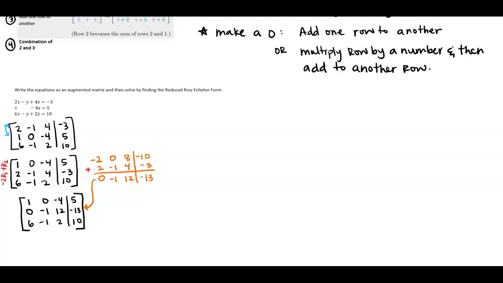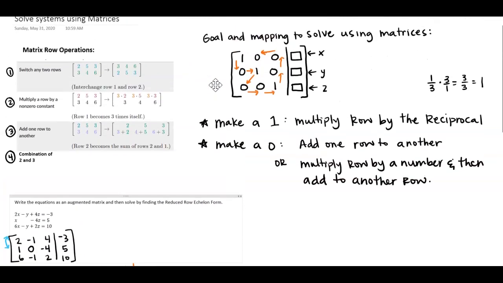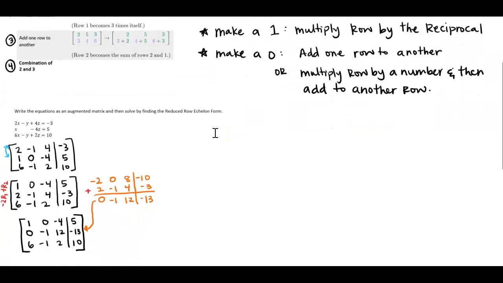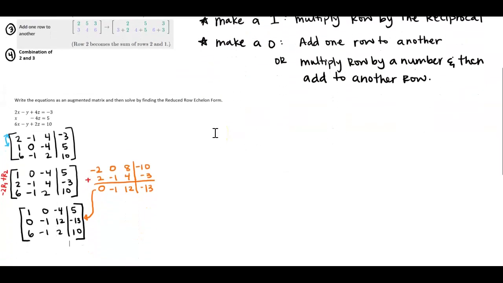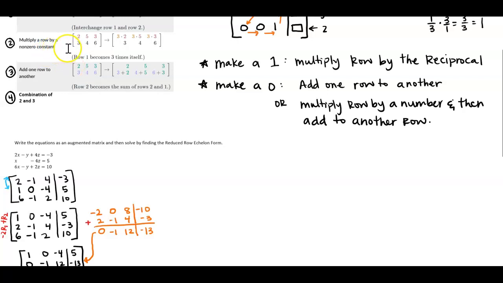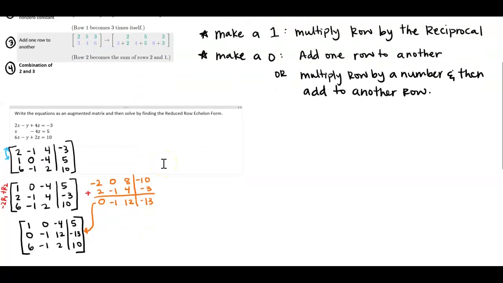All right, so now we need to go back up here. Let's look back at our mapping. We've got a 1 here, a 0 here. Now we need to make that very middle one a 1, and right now it's a -1. So remember that I can just multiply my row by a number, and that's going to give me a 1 here if I just multiply this whole row by a -1.